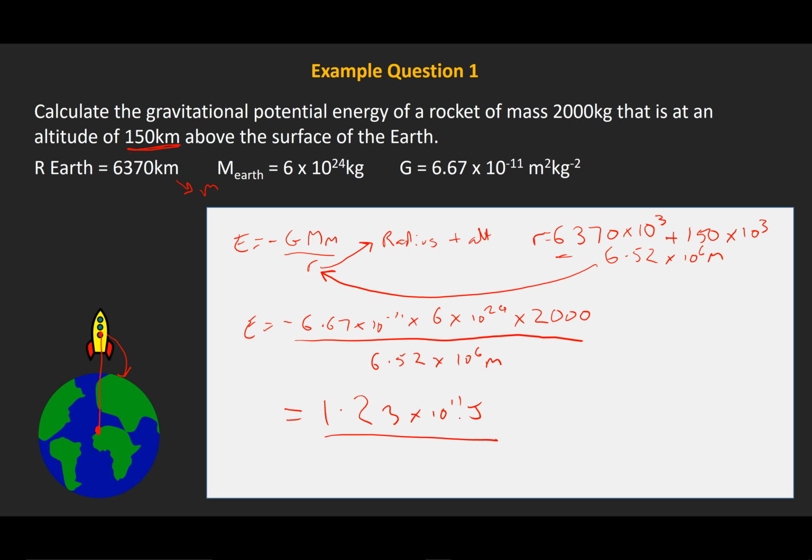So that's working out the gravitational potential energy, but what we're trying to do here is come up with a model for a gravitational field.